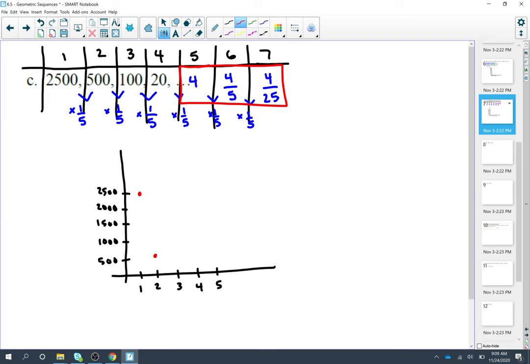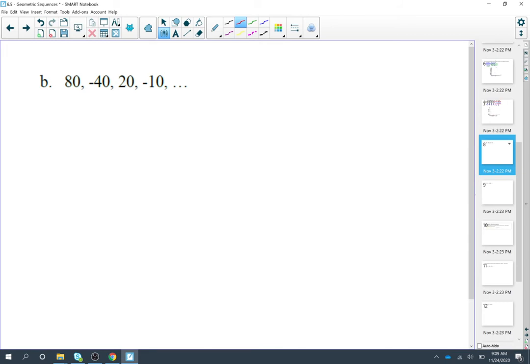2, 500. 3, 100. 4, 20. And then they get insanely tiny based on my scale over here. So, because 5 is at like 4, it's way down there. So again, what do you notice? Well, it looks like exponential, and this time it looks like exponential decay. Letter B, 80, negative 40, 20, negative 10. Okay, so let's set up our table.